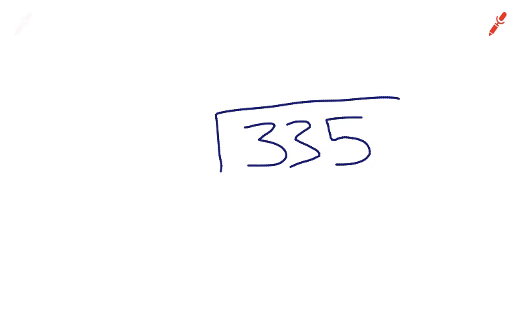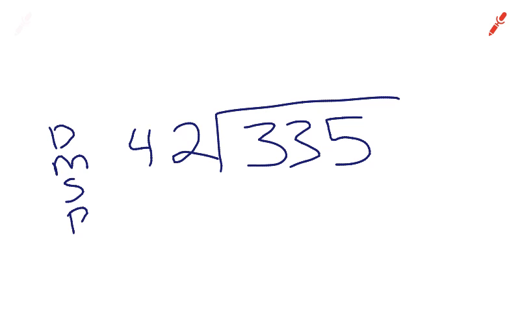Okay, let's go ahead and look at 4a. 335 divided by 42. And we'll do our dad, mom, sister, brother, rover steps. Does 42 go into 3? No. So we'll put an X there.